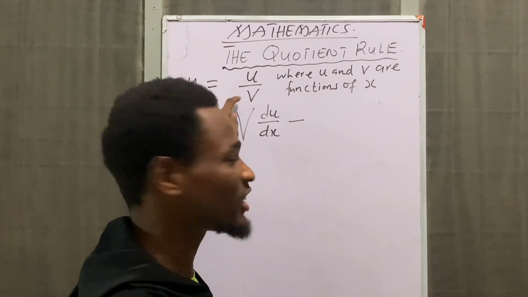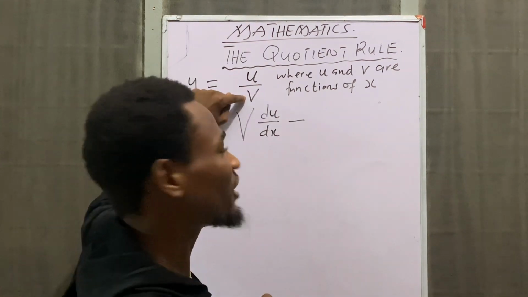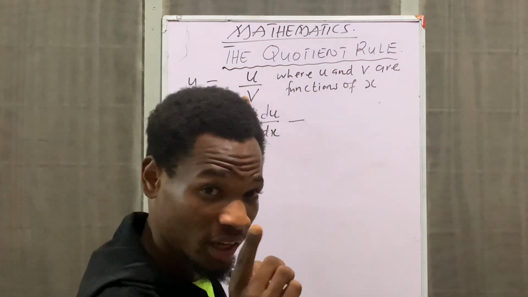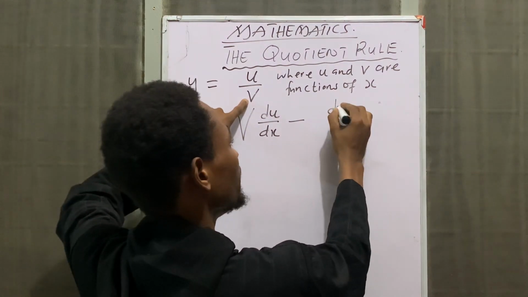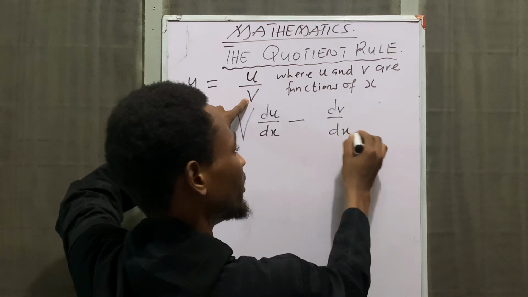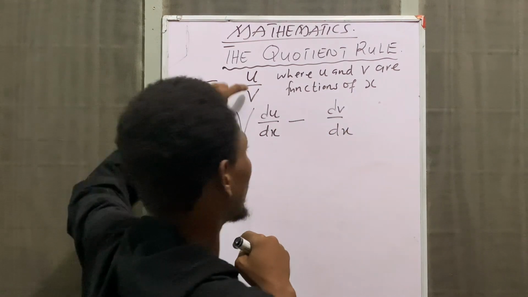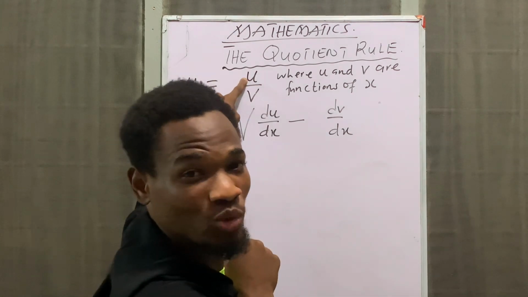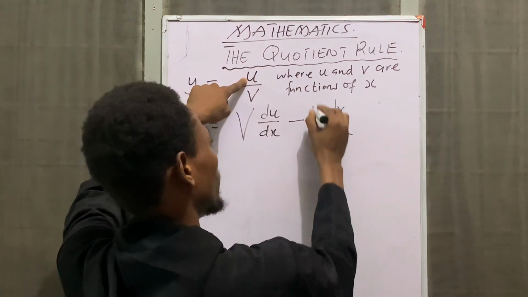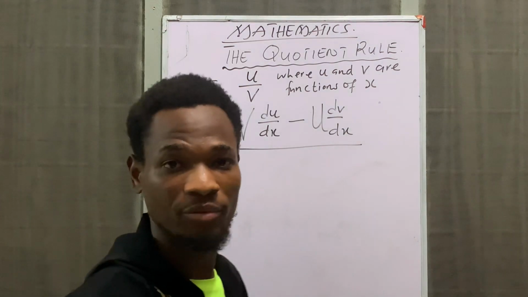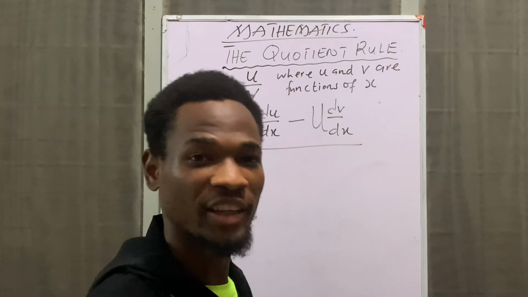Similarly, I will differentiate the denominator v. When I differentiate the denominator v, what will I get? I'll get dv/dx. Remember, they are functions of x, so we differentiate with respect to x. Then I will maintain the numerator, which is my u, all over the denominator squared.